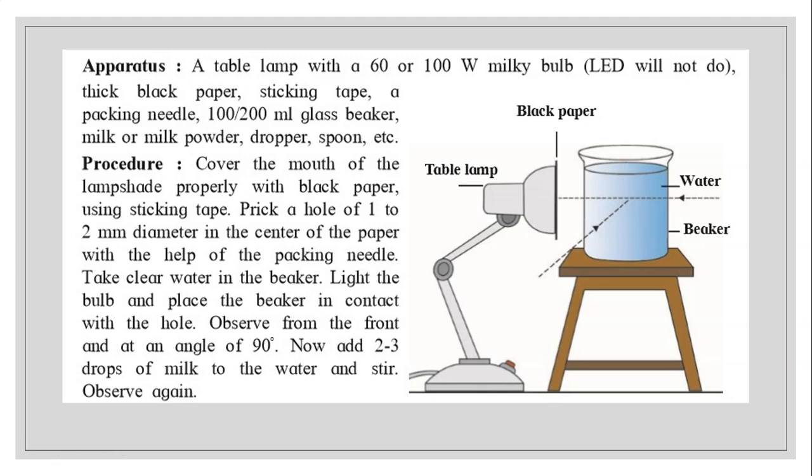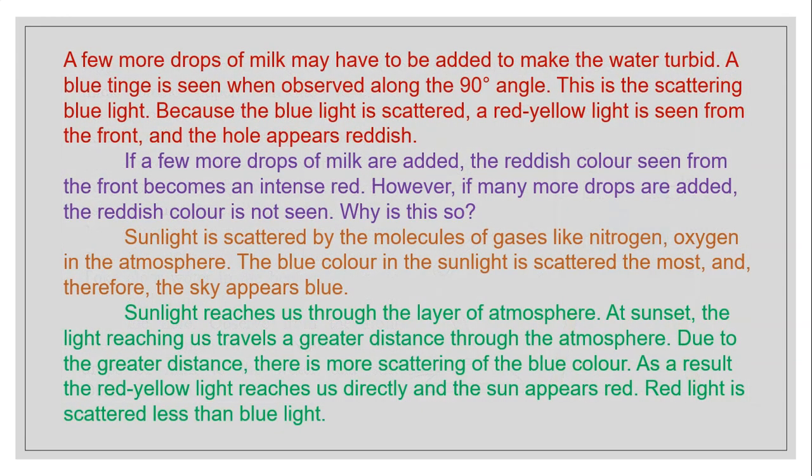Now add 2-3 drops of milk to the water and stir and observe again. A few drops of milk may have to be added to make the water turbid. A blue tint is seen when observed along the 90-degree angle. This is the scattering of blue light. Because the blue light is scattered, a red-yellow light is seen from the front and the whole appears reddish. A few more drops of milk are added. The reddish color seen from the front becomes an intense red. However, if many more drops are added, the reddish color is not seen.